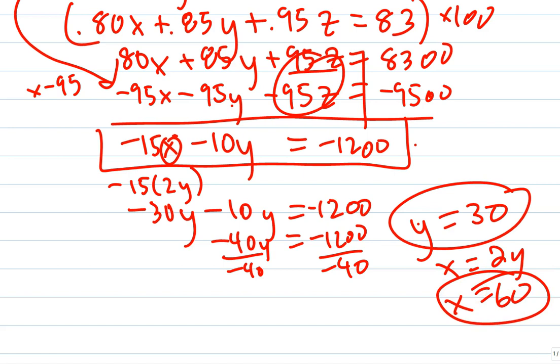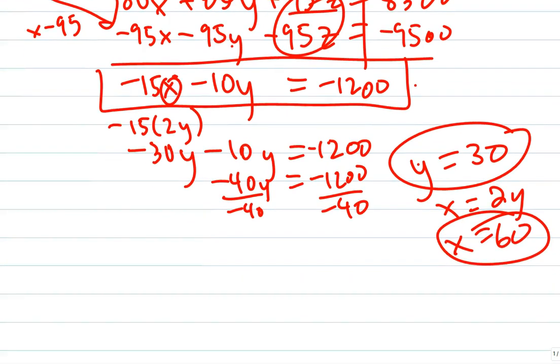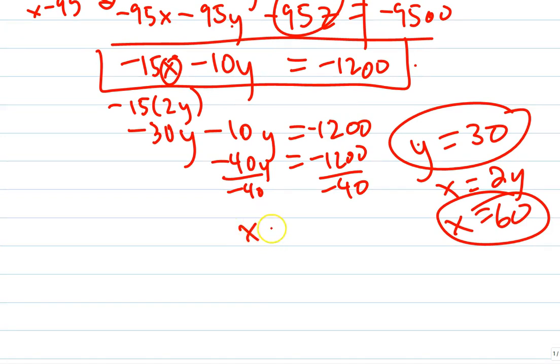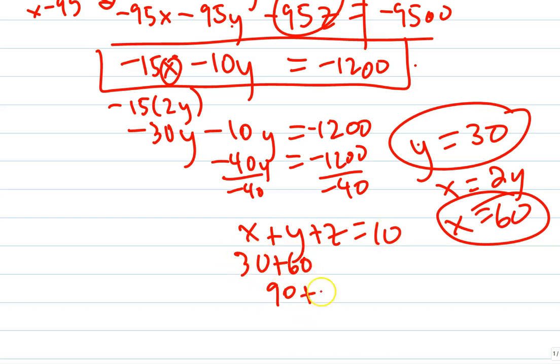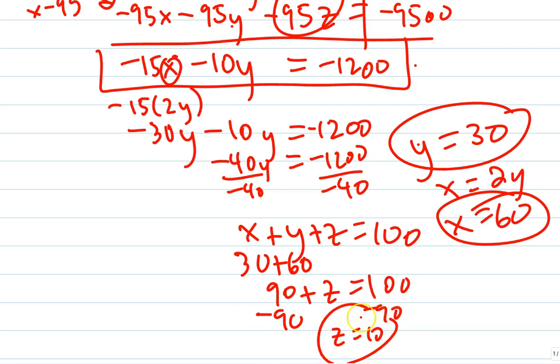How do I get z? Well, I go back to the easiest equation we have, which was x plus y plus z equal to 100. And if these two, 30 plus 60, if 90 plus z equals 100, then z must equal 10. Is it right? We could check it, right? Check it with the cost. What was it? 80 cents, 85 cents, and 95 cents, right?